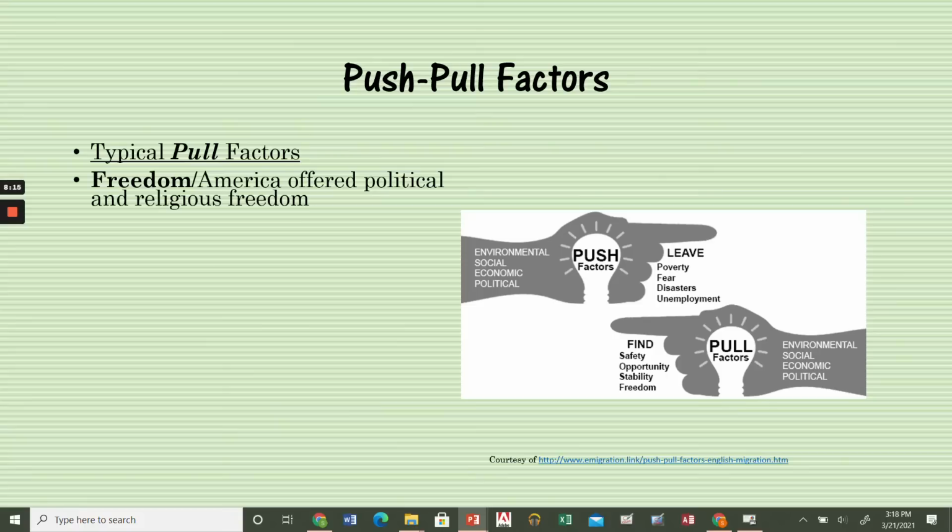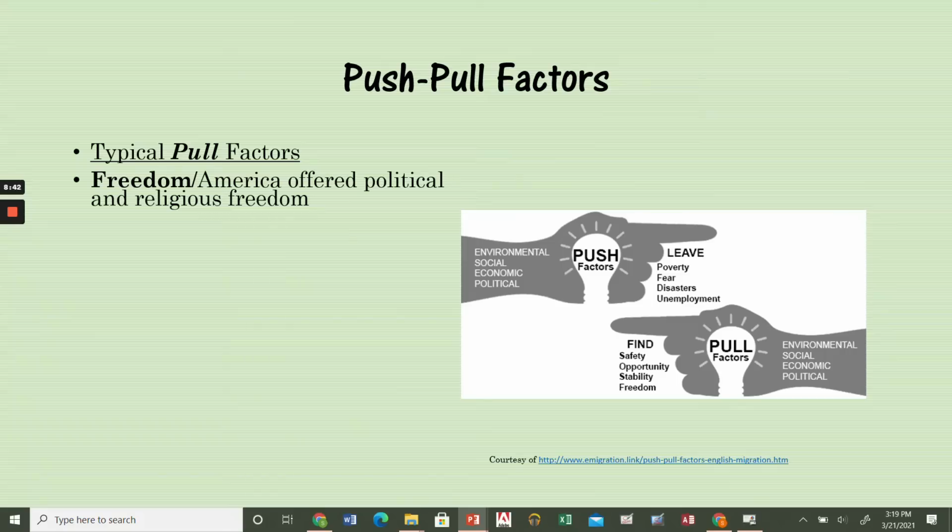Freedom. America offered political freedom. They offered religious freedom. All right, so those Quakers who were having a hard time in Norway, they could come here to America and generally be left alone. The Jewish people from Germany could come to America. Now, there was discrimination against Jewish persons in America during the 19th century as well, but it may not have been quite as bad as it was in Germany.